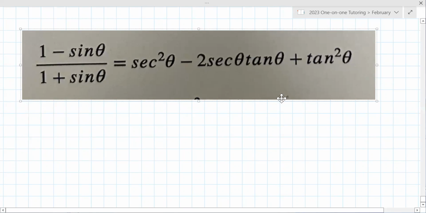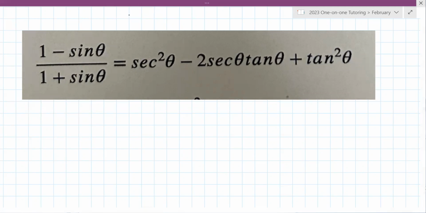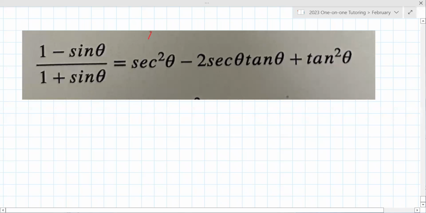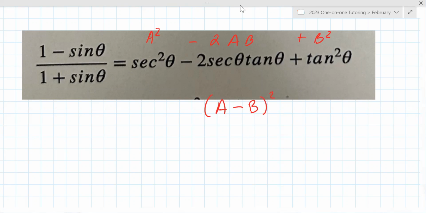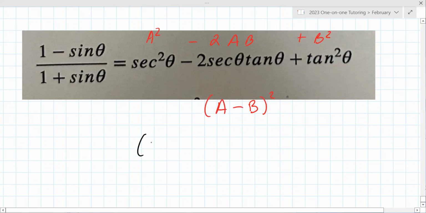Okay, so I'm going to work on the right side here. Looks more complex, at least to start. Then we may have to work on both in this example. So the right is actually a perfect squared trinomial. It's a squared minus 2ab plus b squared. And that always becomes parentheses a minus b squared. So your a is the secant theta and your b is the tangent theta. So that's secant theta minus tangent theta squared.